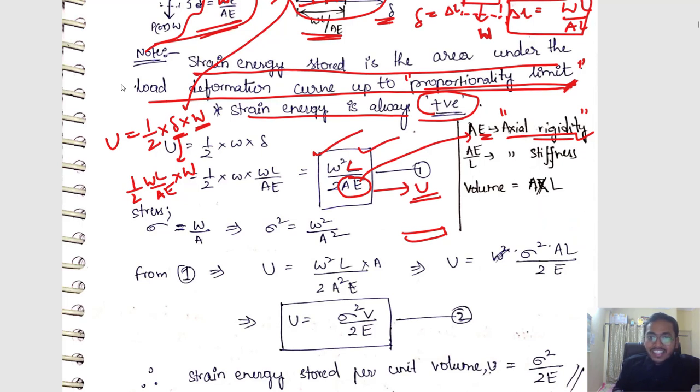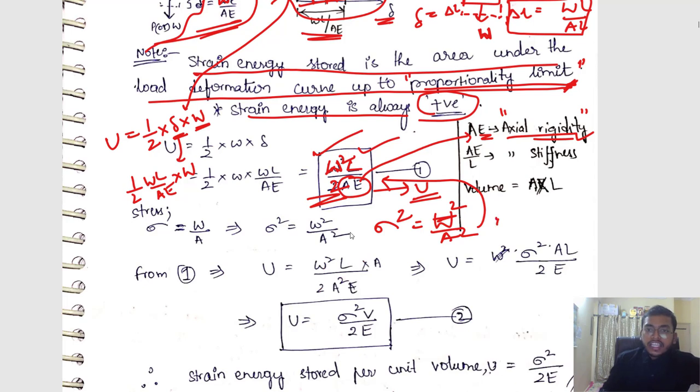Let's get back to our concept. Let us calculate the strain energy stored because of the gradually applied load. So we got the strain energy stored because of the gradually applied load as W square L by 2AE, right? W square L by 2AE. Okay, now let us modify this formula. This is the answer which we want, but let us modify it. So what is the stress? The stress is load by area. Agreed? So what will be sigma square? Load square by area square. I am substituting that in equation number 1.